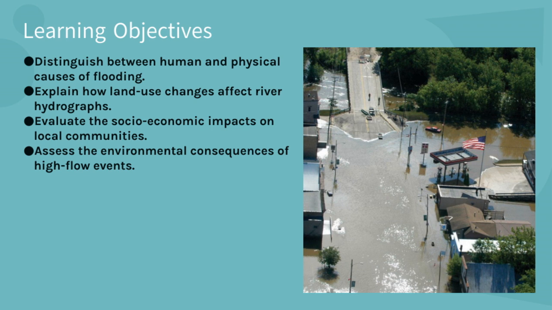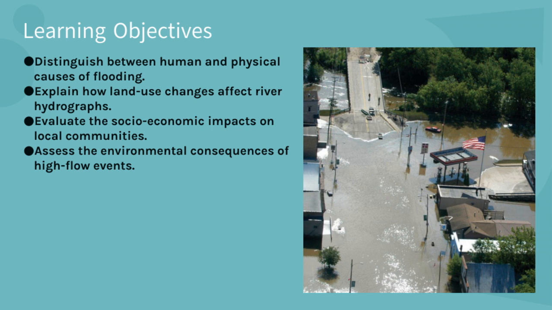A hydrograph shows how a river responds to rainfall, so we will look carefully at how urbanization and deforestation can change the speed at which water reaches a river. Third, you should be able to evaluate the socioeconomic impacts of flooding on local communities. Socioeconomic means the effects on people, society, and money.